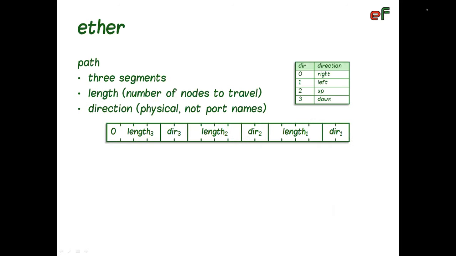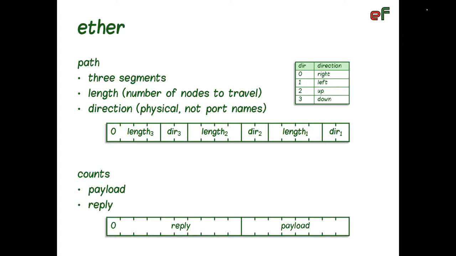Ether path may have up to 3 segments, and each segment is described by its length and direction, where directions are physical directions, not port names. Counts are 8 bits for payload and 9 bits for reply. So that defines maximum payload and reply length in one message.